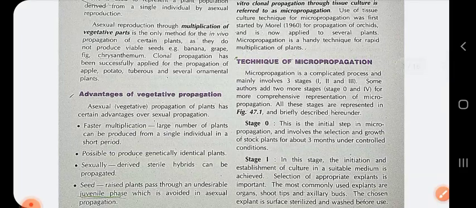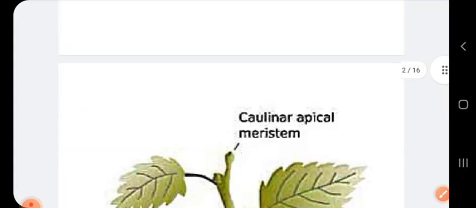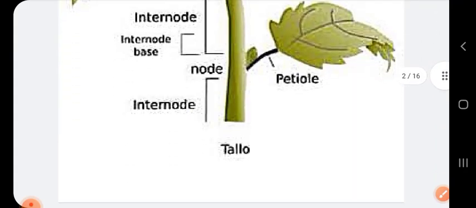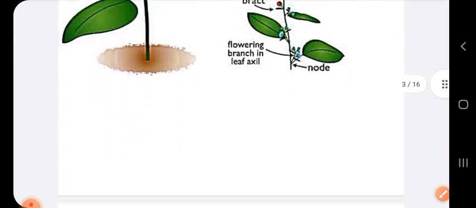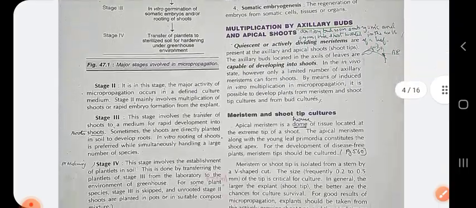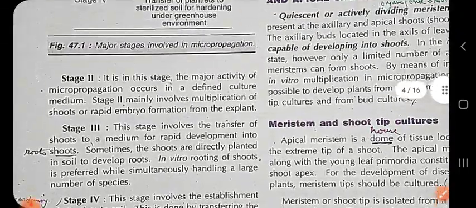Second, it is maintained at a uniformly diploid level, so we can get true-to-type or genetically similar plants from the mother plant. Let us see now stage number 2. So we have already prepared the culture.